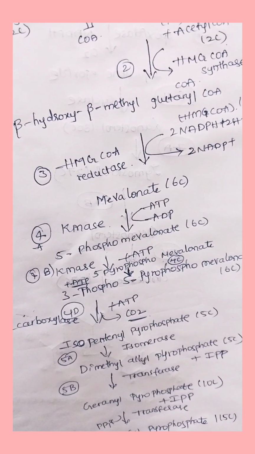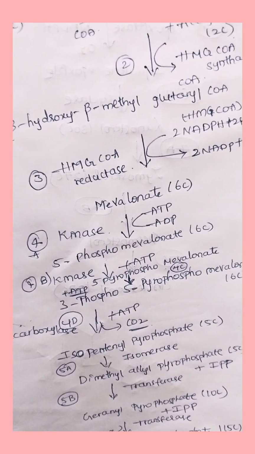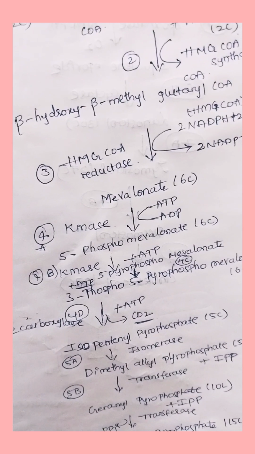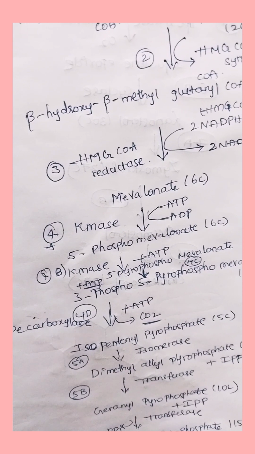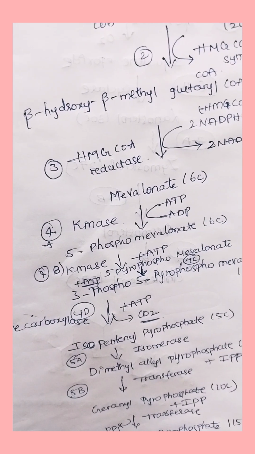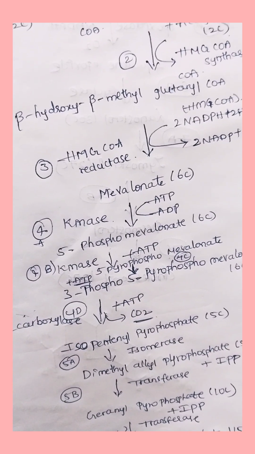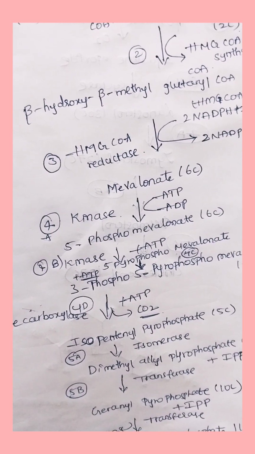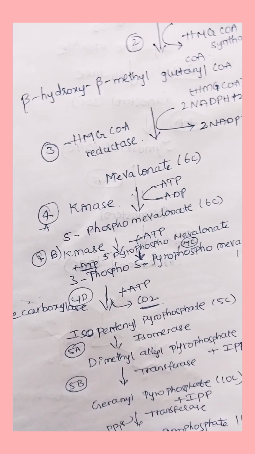Up to now, there is no change in carbons; these are all 6 carbon compounds only: mevalonate, 5 phosphomevalonate, and 3 phospho 5 pyrophosphomevalonate. Now decarboxylation happens. One molecule of carbon dioxide is removed, meaning out of 6 carbons, 1 carbon is removed in the form of CO2. Then we get a 5 carbon compound, isopentenyl, where enyl means one double bond is there. So we get isopentenyl pyrophosphate.